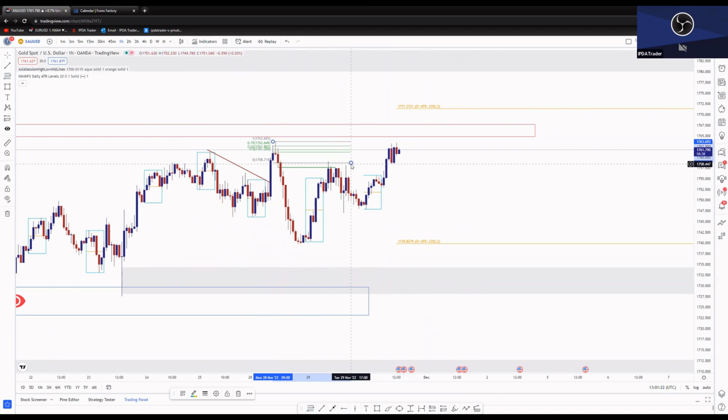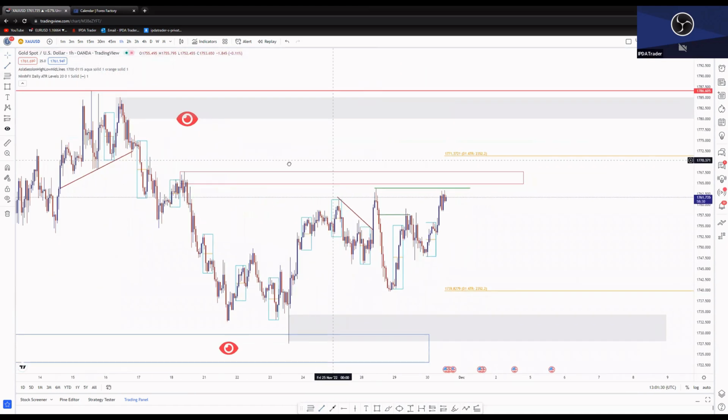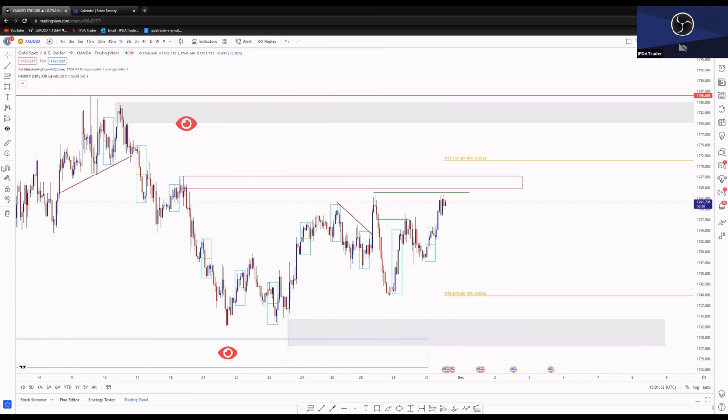Whoops, wrong tool. Get rid of that. Now it's challenging this high over here. Right, so what I'm going to be looking for today is, let's see how far this is. This is 40 pips away.